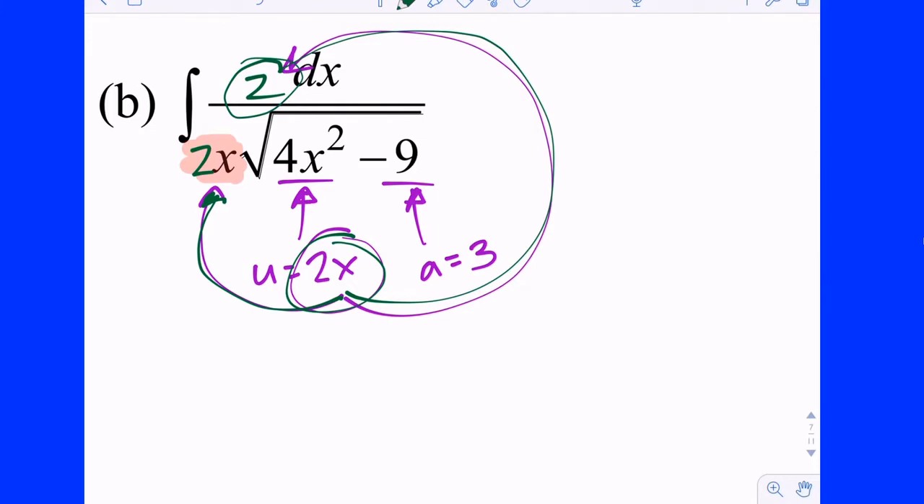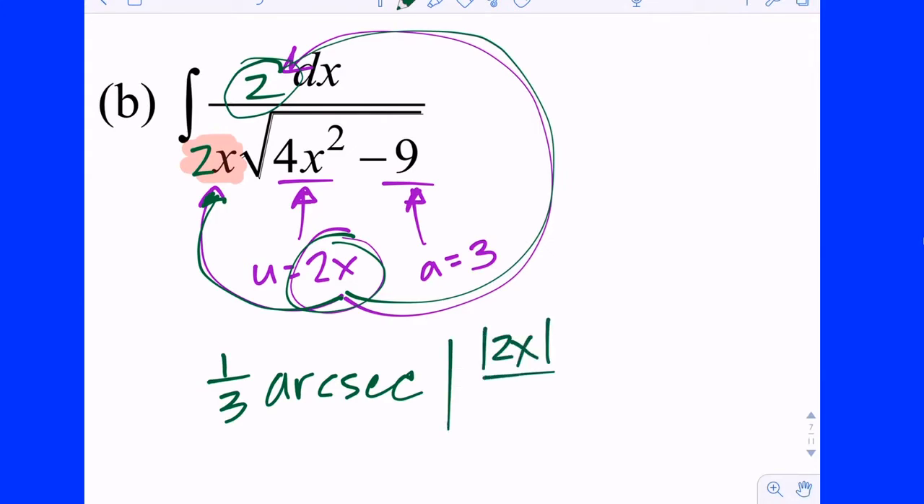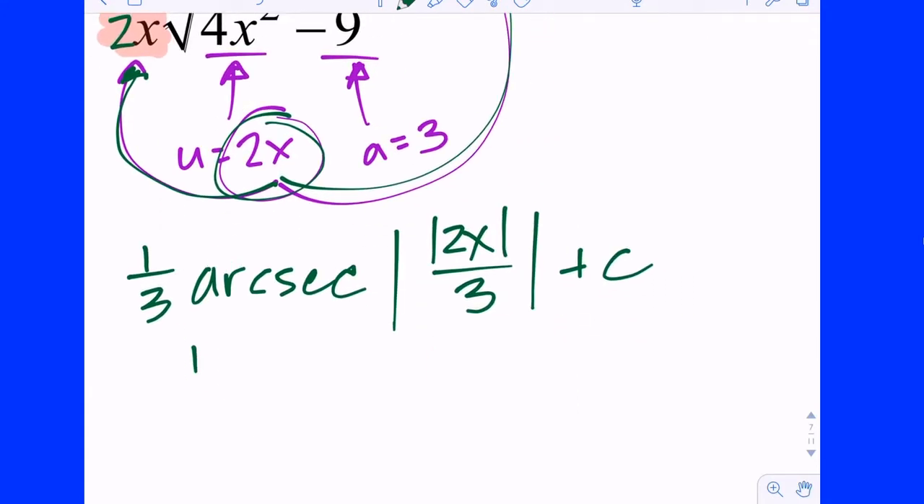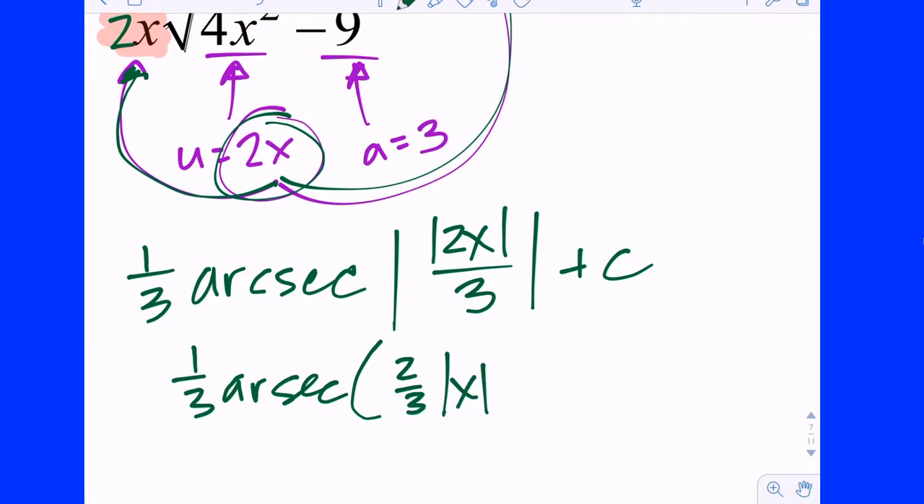There's no correction. Do we have a 1 over a in front? Yes, we have a 1 over 3 arc secant of the absolute value of u, which is that over 3 plus c. Now again, that might not be the multiple choice answer because it does simplify. We could say that that's the same as 2/3 absolute value of x plus c. Or you could put the entire 2/3 inside. But you could pull out a number from inside the absolute value that's already there as long as you make it positive. Well, 2 is already positive. So those are all the same.